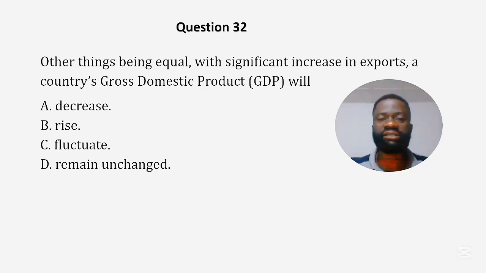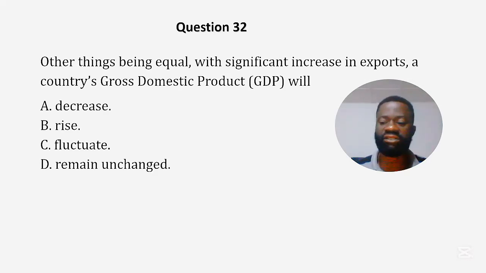Question 32. Other things being equal, with a significant increase in exports, a country's gross domestic product will dash. A, decrease. B, rise. C, fluctuate. D, remain unchanged. This question was also asked in the 2020 GCE.